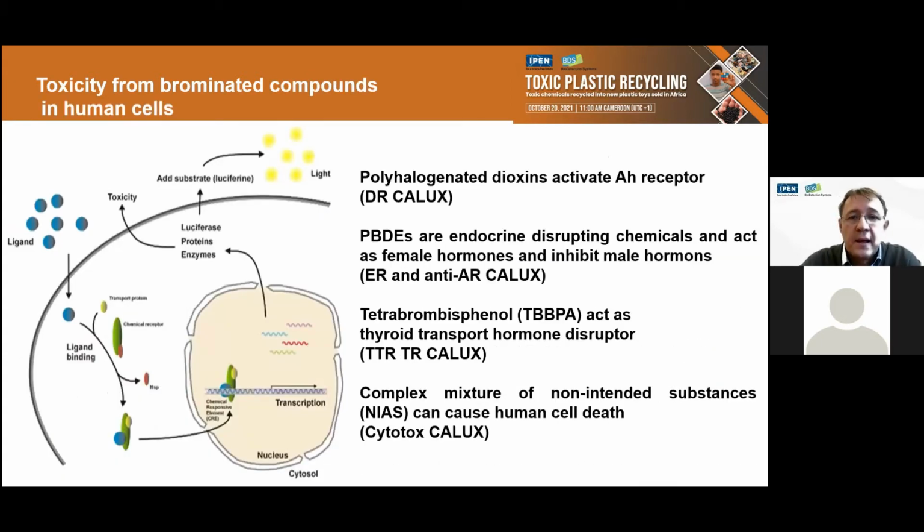Now, we are using the DR CALUX technology for dioxins, which is based on a rat liver cell line, but in this study we also used a human cell line for testing those, as well as the endocrine disrupting chemicals on the human sarcoma cell line. In this bioassay, these pollutants enter the cell line and lead to stress. If you then add luciferin, you can measure light. This light is directly proportional to the amount of pollutants taken up by the cell line. This can be dioxins, brominated diphenyl ethers PBDEs, tetrabromobisphenol A, or any complex mixture of non-intentionally added substances.